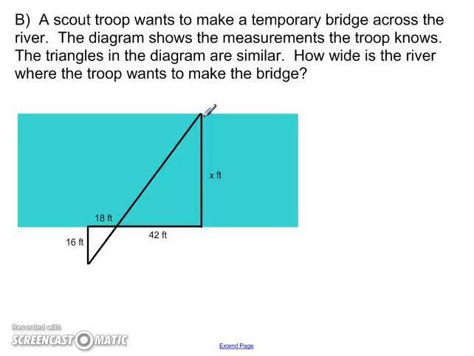Okay, the triangles in the diagram are similar. They're just flipped upside down. How wide is the river where the troop wants to make the bridge? So basically what they did is they said, okay, I don't know how long the bridge or the river is, but from the base of the bridge right here, they measure down a given length of space. In this case, they went down 42 feet and probably made a mark, or there was a landmark or something there for them. Okay, they then went a little bit further down and located another point.